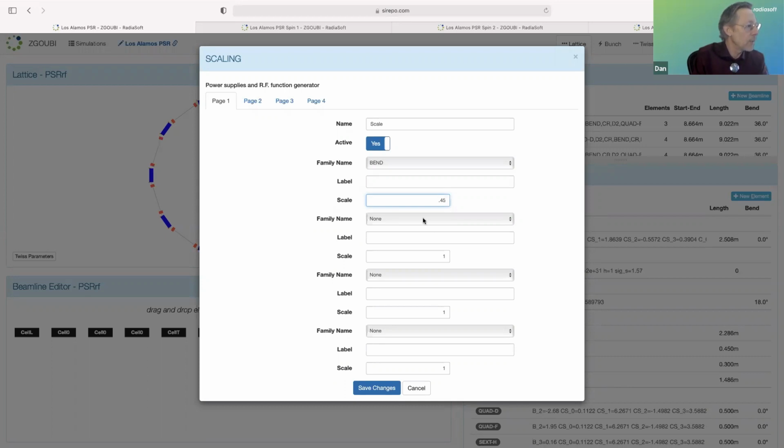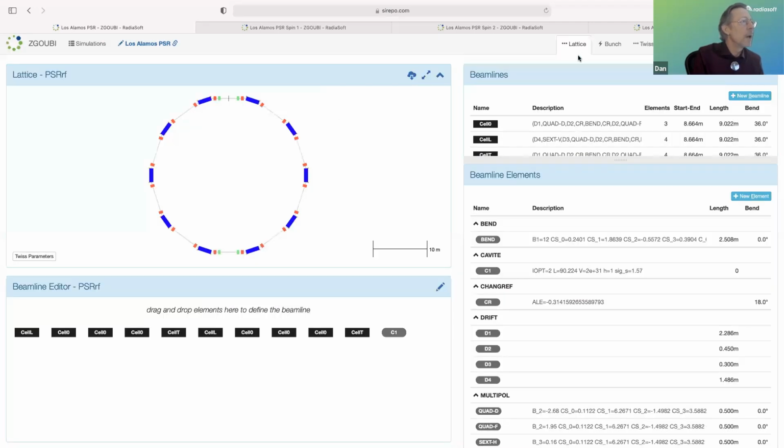And so we do that for the bend, and we do that for the multipole. And then we put in the correct scaling, which again, you have to be very precise. Zgoubi will happily tell you that all your particles have been lost after one turn. That has happened to me many times. So you then save the changes, and then you can go to the visualization tab.